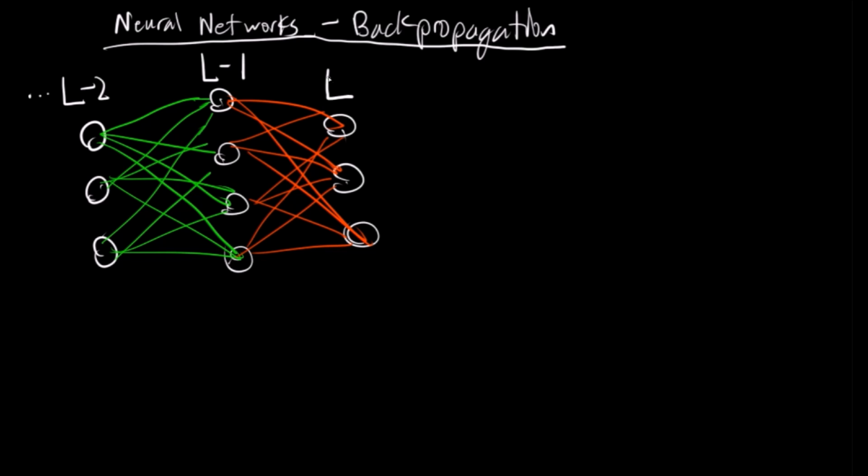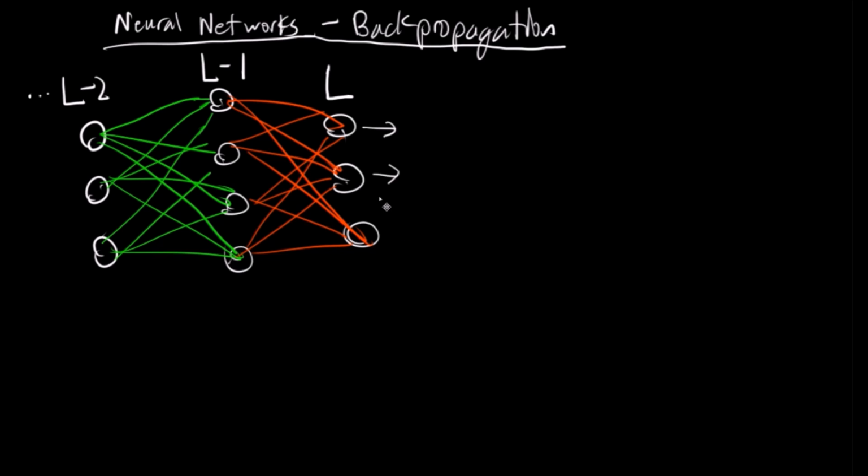So I actually denoted this layer L for the last layer. I'm going to call it L for last layer. And so this is where we get our outputs right here. And this is L minus 1, which is the layer behind that. This is L minus 2, the layer behind that, and so on.